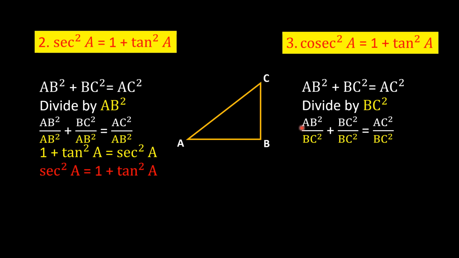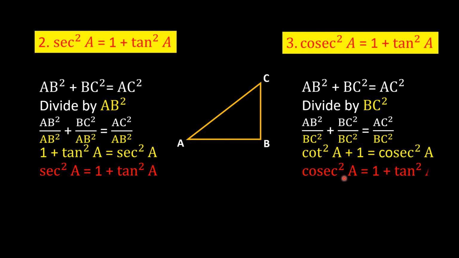Now AB squared divided by BC squared is cot squared A, BC squared divided by BC squared is 1, and AC squared divided by BC squared is cosec squared A. So we write cosec squared A equals 1 plus cot square A. So this is our third trigonometric identity.